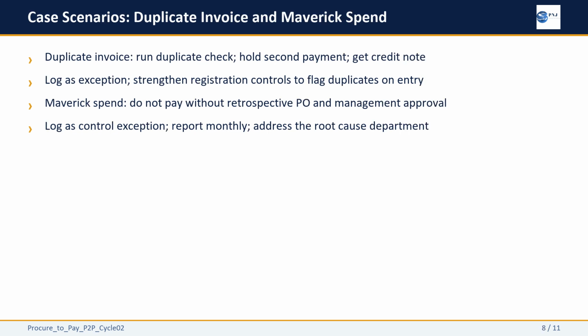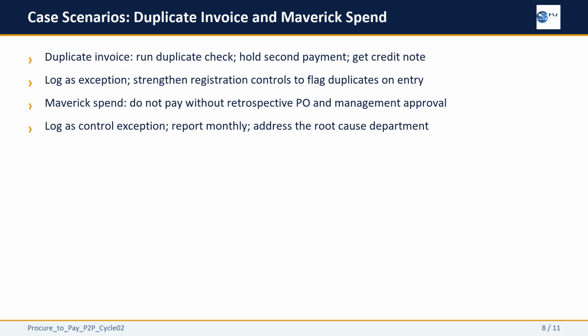4 real-world scenarios come up repeatedly in P2P advisory work. The first two are duplicates and maverick spend. When a duplicate invoice is received, same vendor, same amount, same date or invoice number, the correct response is: run the duplicate check, hold the second payment, contact the supplier for a credit note, and log the exception. Then strengthen invoice registration to flag duplicates on entry, not on payment.